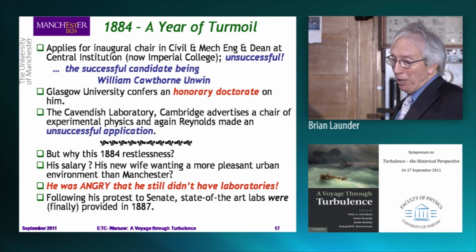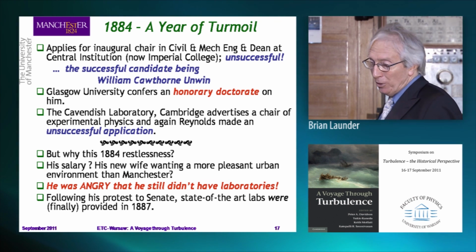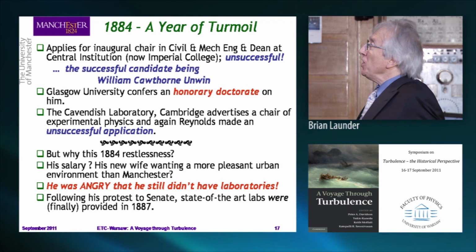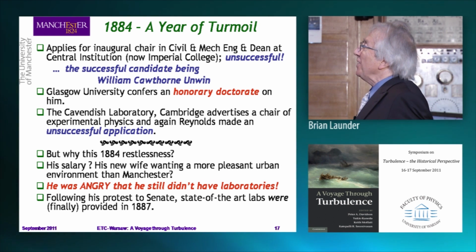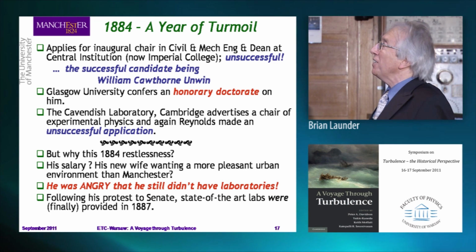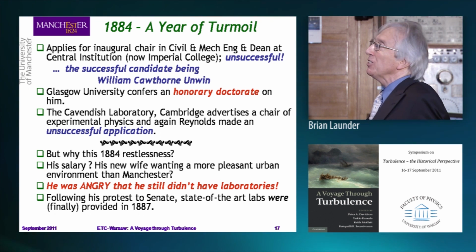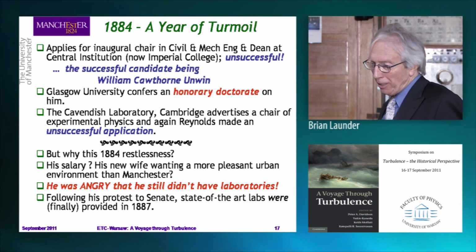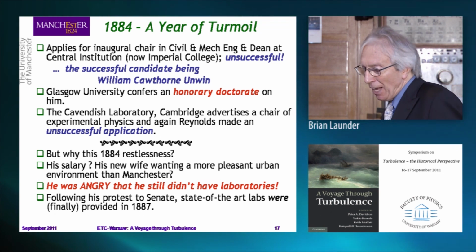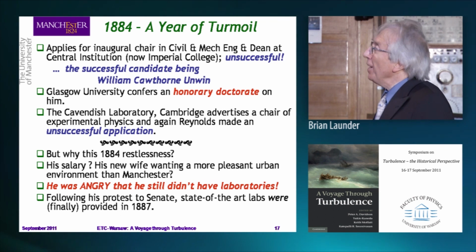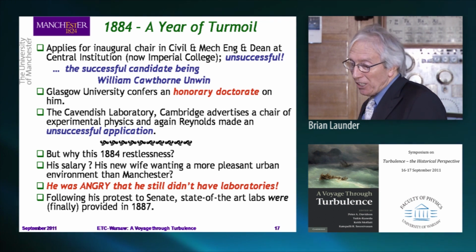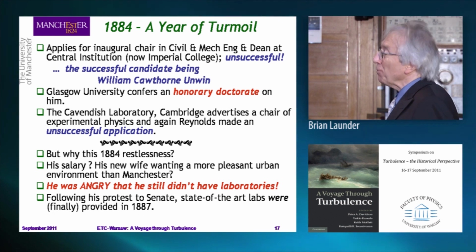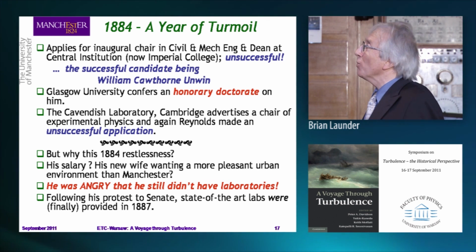Immediately following that paper, however, 1884 was really a year of turmoil. The City and Guilds Institute decided they were being left behind in this newfangled activity called engineering and decided to establish a chair there. He applied for it and was unsuccessful. On this occasion, the successful candidate was William Cawthorne Unwin.